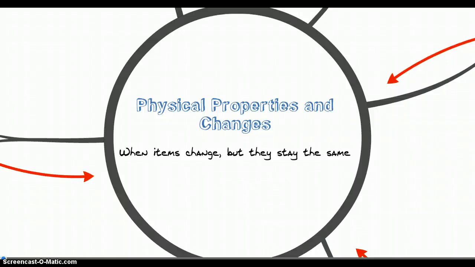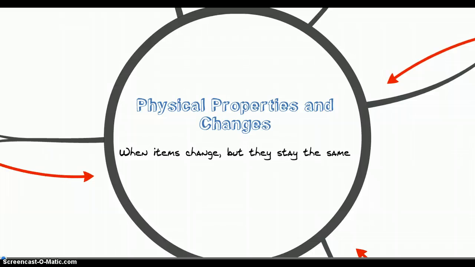Today we're going to be talking about physical properties and changes. And you can see on the screen it says when items change but they stay the same. So we're going to be talking about things that happen where the item changes a little bit but it's still the same item. Okay, for example, if you rip a piece of paper, it's still a piece of paper, it's just a different size or shape or something like that. So that's what we're going to be talking about today.